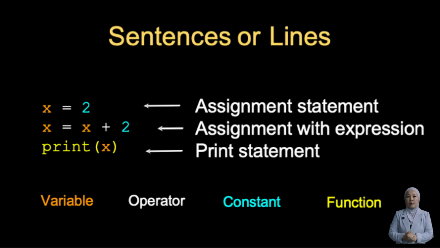Variables and constants are combined using operators to form expressions. Expressions are evaluated to produce a value. When you add an assignment or a function call, you create a statement, a complete instruction that Python can execute. Look at this sequence. x = 2 is an assignment statement. x = x + 2 is an assignment statement with an expression on the right, x + 2. print(x) is a function call statement. Understanding this anatomy, variables, operators, constants, functions, is how you start to read and write code.